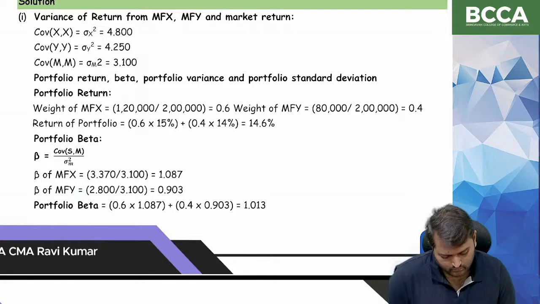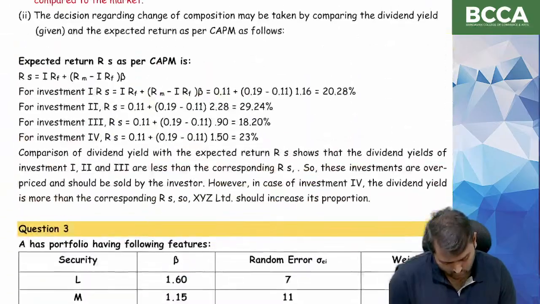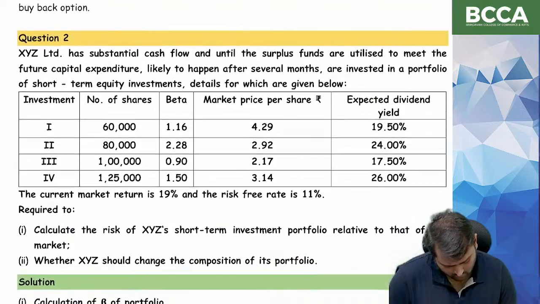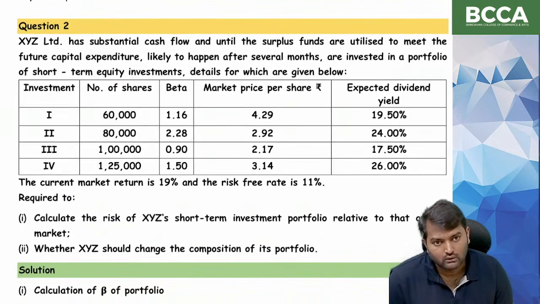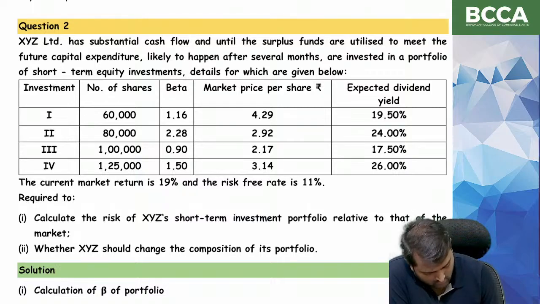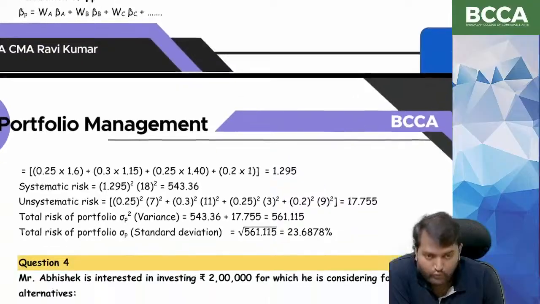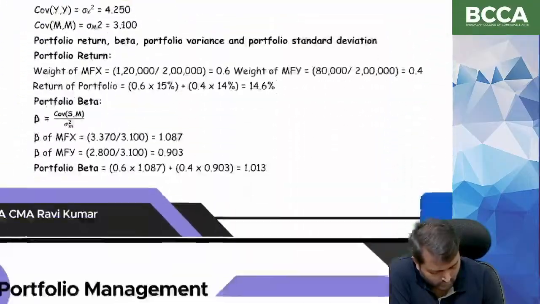Okay, in the second sum, where is the characteristic line? If you are not able to solve, then okay, no issue.